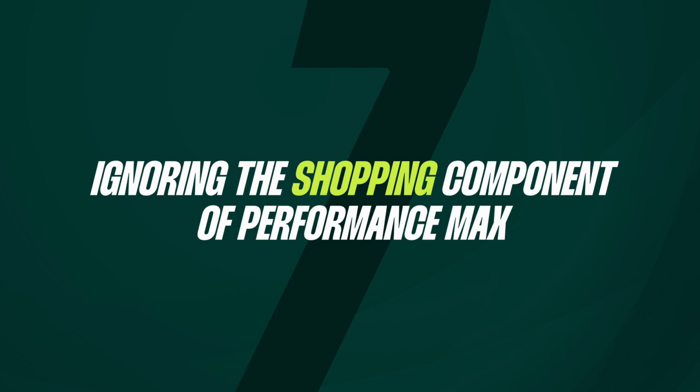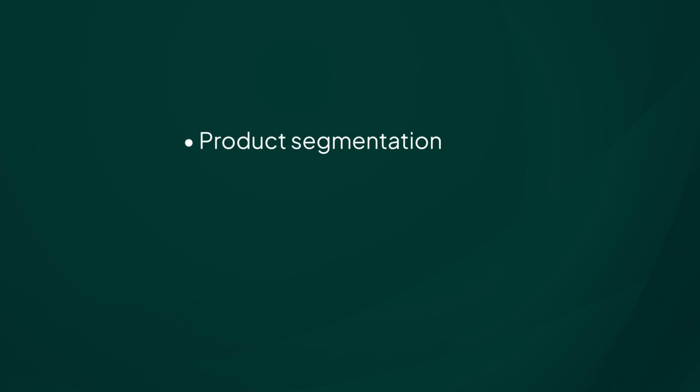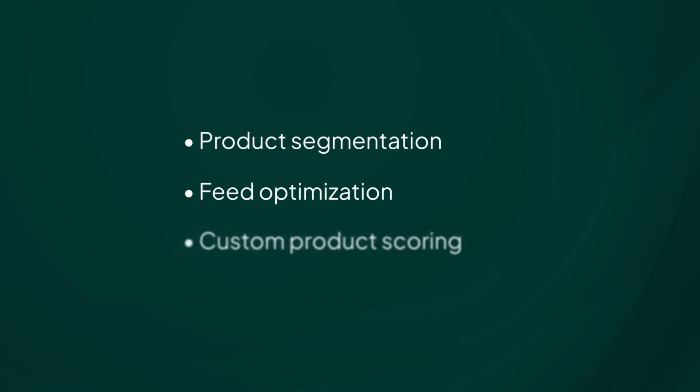Which leads us to number 7. Ignoring the shopping component of Performance Max. Most PMax campaigns spend goes to shopping placements, yet most of you will focus on creative assets and just ignore the optimization tactics that are known to improve shopping ads, even within PMax. Product segmentation, feed optimization, custom product scoring. These 3 things drive 80% of the success with shopping. But simply changing assets, creating new search themes, changing whether or not you run on search partners or not makes 0 impact on shopping ads.